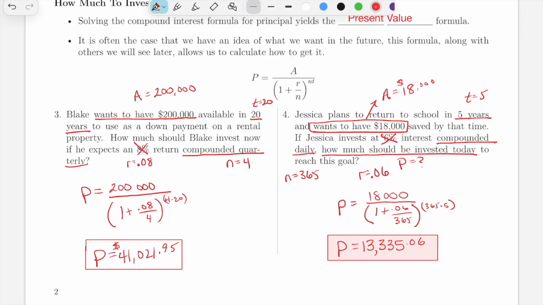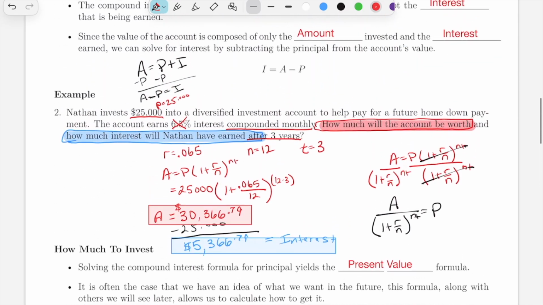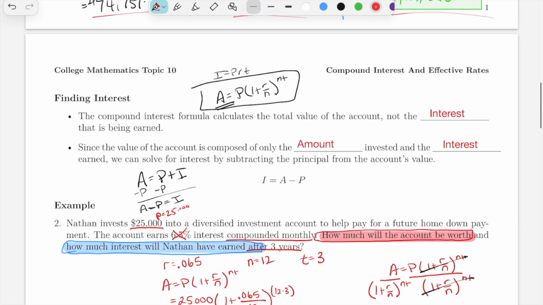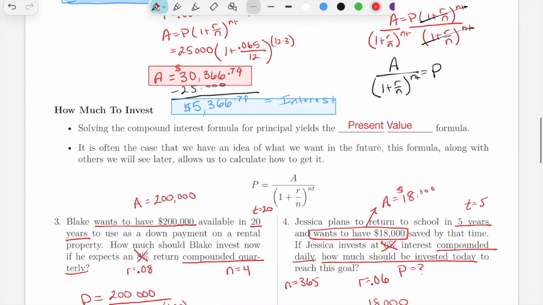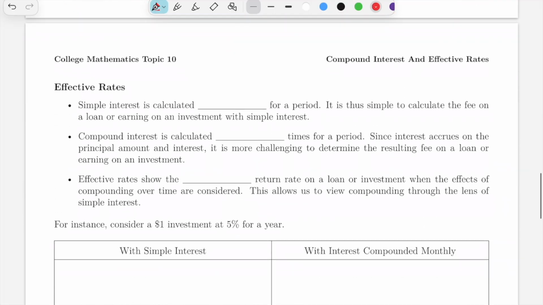So that's the difference between the present value formula and just the compound interest formula. To be honest, it's the exact same equation. You're just solving for a different variable in each one. In the present value, that's how much do I invest now to reach my goal? But in the compound interest formula problem, like this one, this is, hey, if I have some amount of money now, how much will I end up with in the future? Okay, so that's the difference between those two equations.